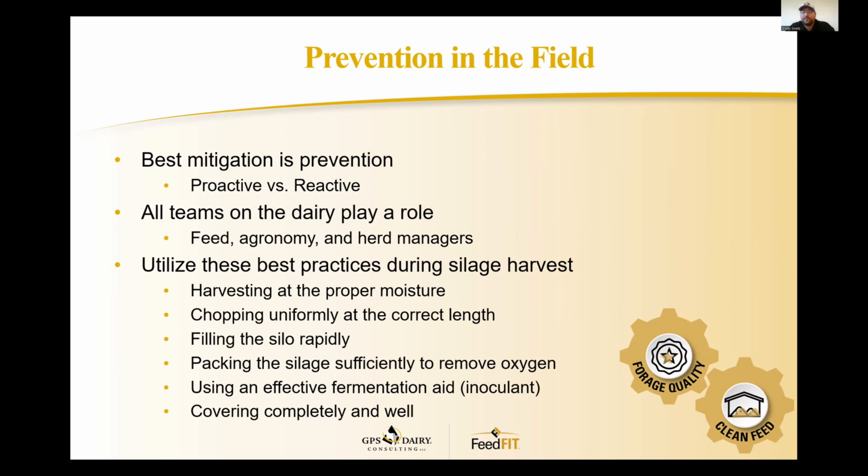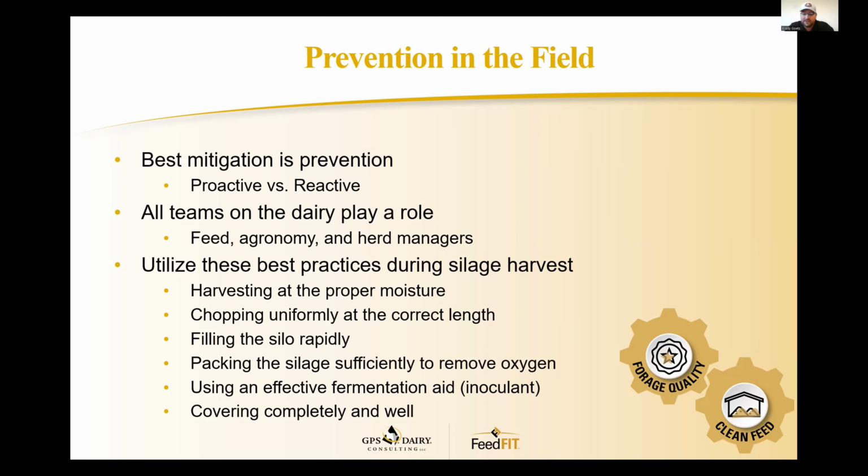What can we do? We need to get all aspects of our team on the same page, whether that's our feeders, our agronomists, and our dairy herd managers. Look, we're seeing some issues in the cows. What is the feed telling us? And what can we do next year when it comes to our forward planning, when it comes to forage plant harvest and planting? And when it comes to silage harvesting, making sure that we're using our best practices.